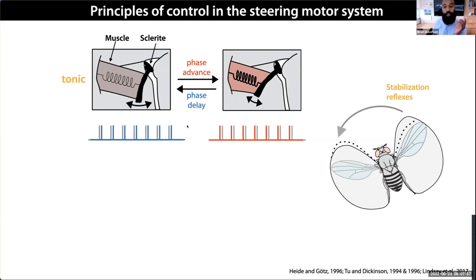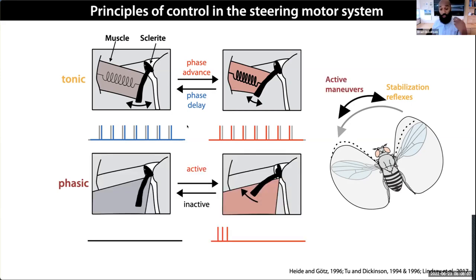Now, the other major flavor of steering muscles are muscles that are said to be phasically active. And these are a little bit more intuitive, where they're typically inactive, and then they come on in a short burst. But that burst is still locked to the stroke cycle, meaning that if you get five muscle action potentials, each one is firing in a single wing stroke at a precise time each stroke cycle. And these tend to be involved in more active maneuvers. But in both cases, where we're talking about the tonically active muscles or the phasically active muscles, timing is really, really important.